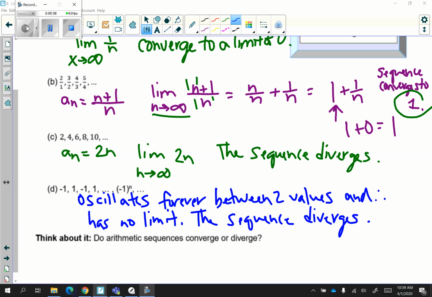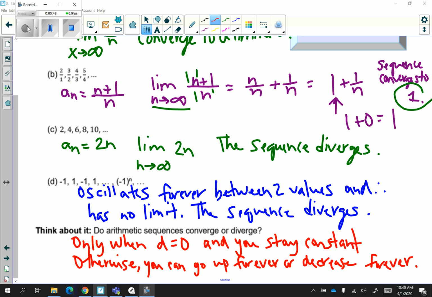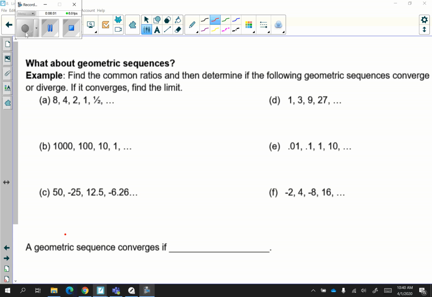So there's a think about it question at the bottom. Do arithmetic sequences converge or diverge? Take a couple moments, pause the video to think about it. Only when d is equal to 0 and you stay constant does the arithmetic sequence converge. Otherwise, you can go up forever or decrease forever, which means it diverges.